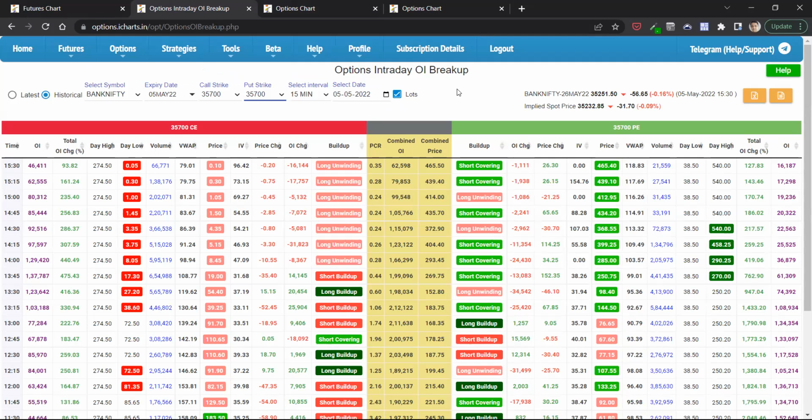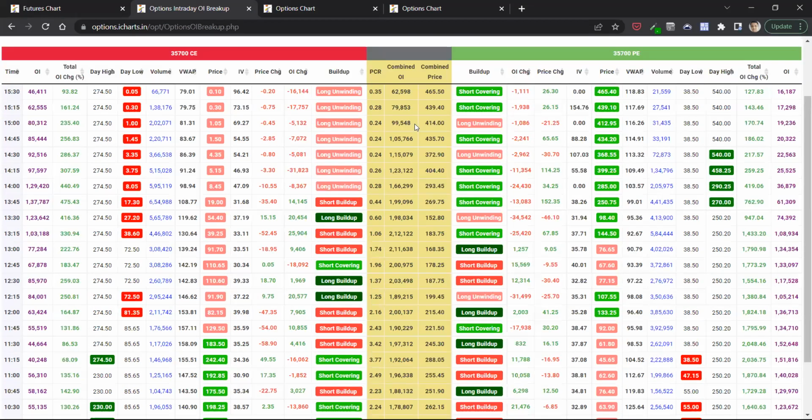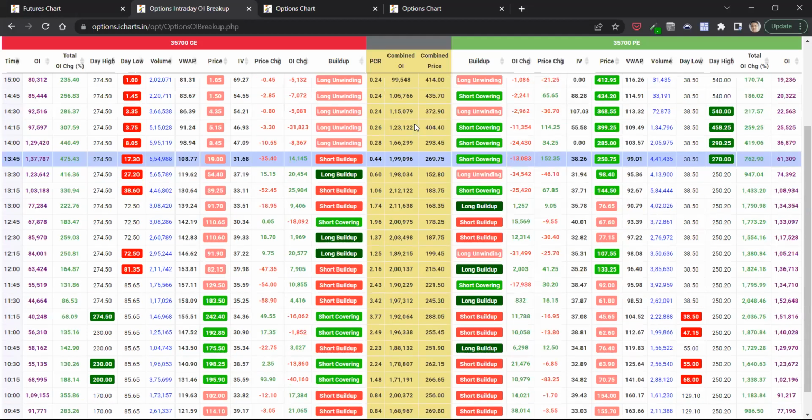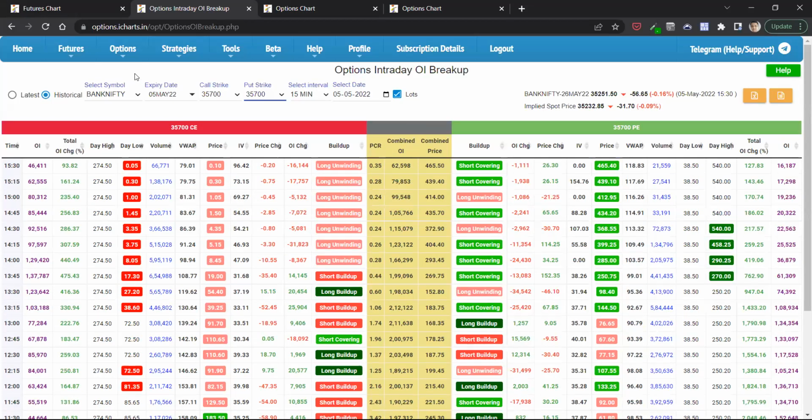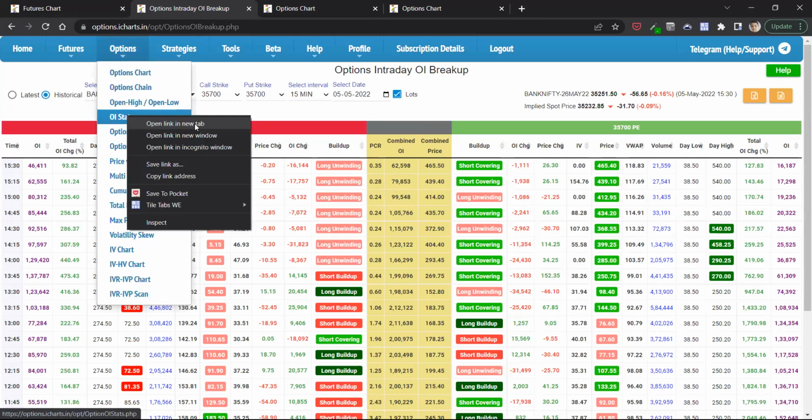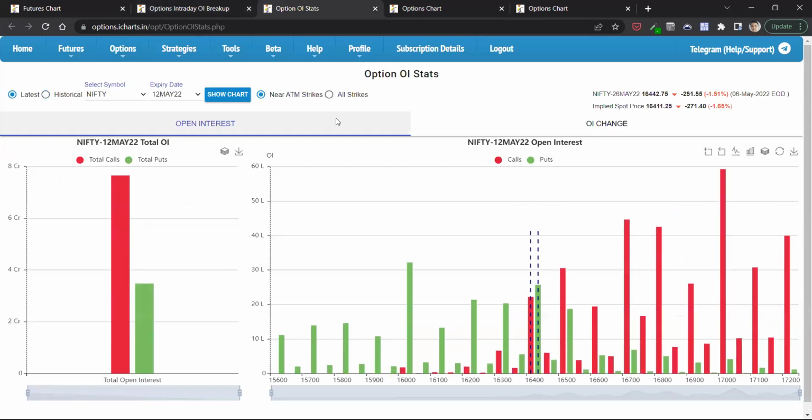Srikanth: Yeah, one more thing. OI stats, can you explain some more details? I have learned it from my mentor, but I was not able to get it clear in the charts. Which exactly? OI stats. Up in the menu, in the options menu, this one. Open interest.